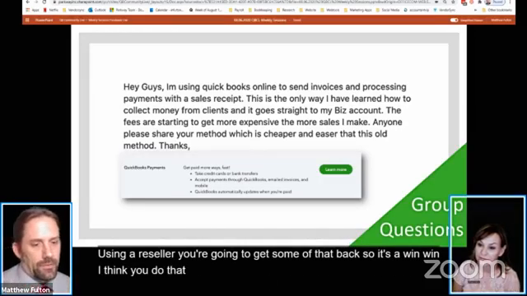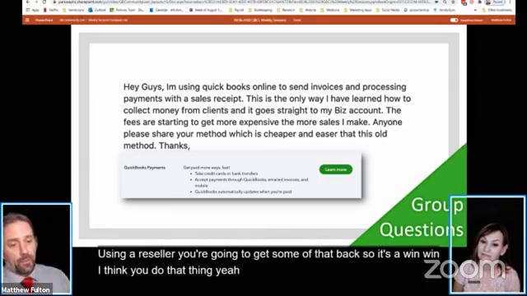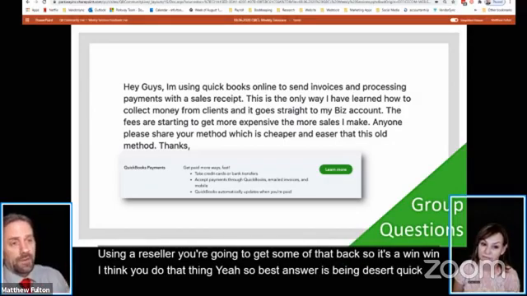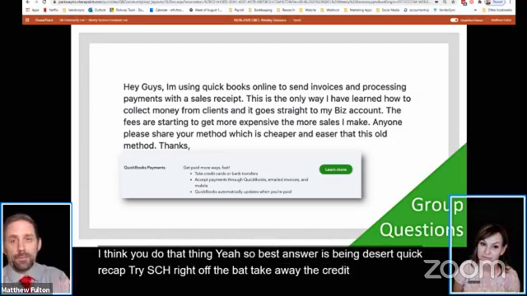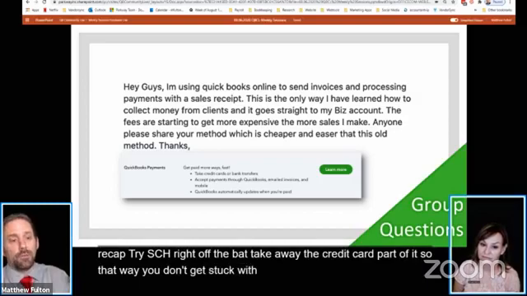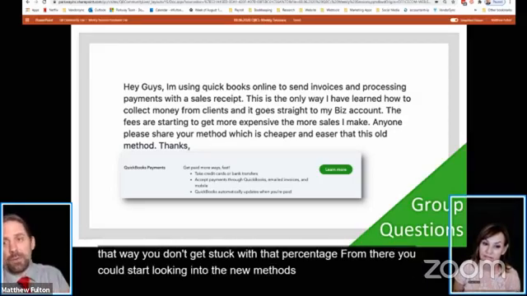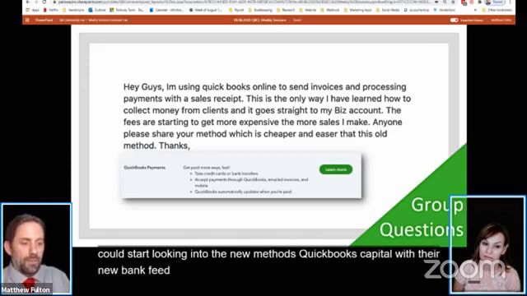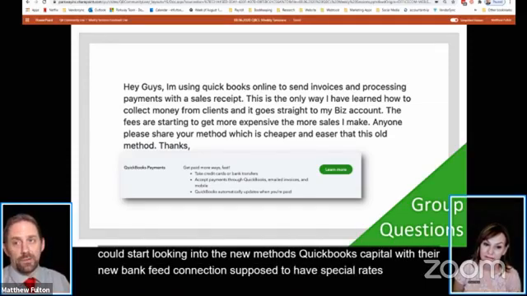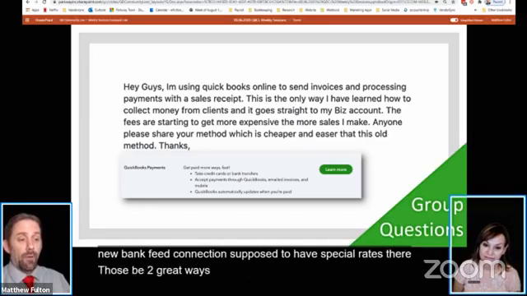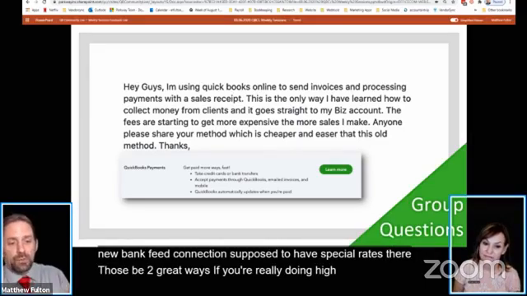Yep. So the best answer, as a quick recap: try ACH right off the bat, take away the credit card part so you don't get stuck with that percentage. From there, you could look into the new methods, QuickBooks Capital with their new bank feed connection, which is supposed to have special rates. Those would be two great ways. If you're really doing high volume, you could look at a different merchant processor.